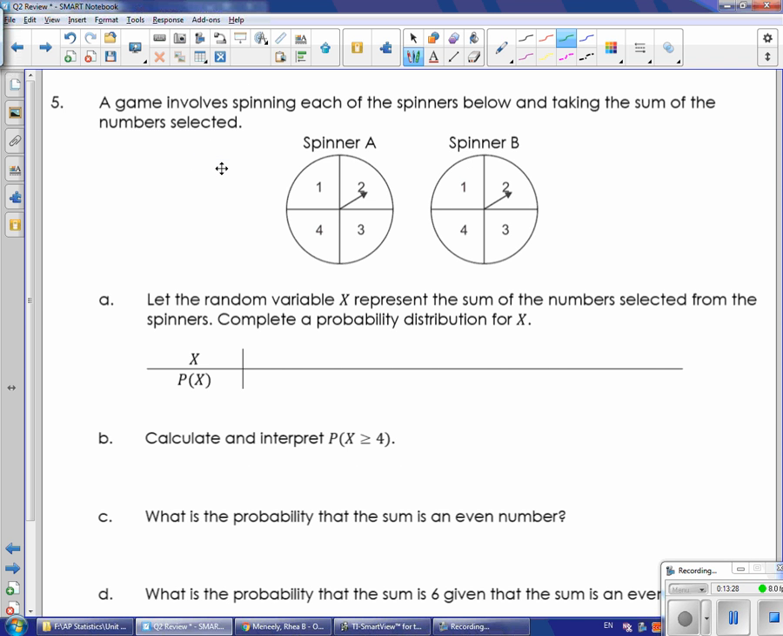Okay, so in this situation, we've got 2 spinners. A game involves spinning each of the spinners below and taking the sum of the numbers selected. And you're asked to come up with a probability distribution. Remember, the probability distribution lists all the outcomes along with their probabilities. So if I think about it, if I'm adding the numbers on the spinners, the lowest sum that I would have would be 2. That's going to be my lowest. And since the most I can get on either spinner is 4, the highest sum I could get would be 8. And so I'd have all the values in between.